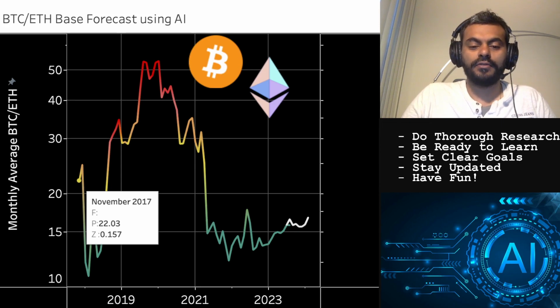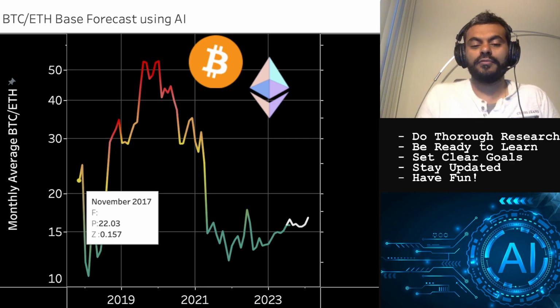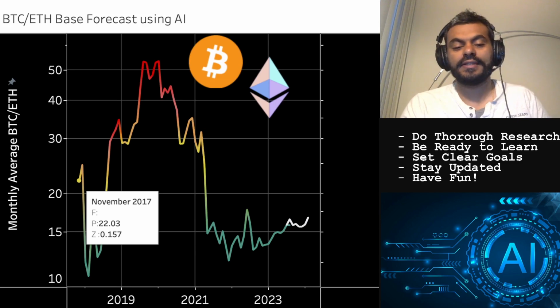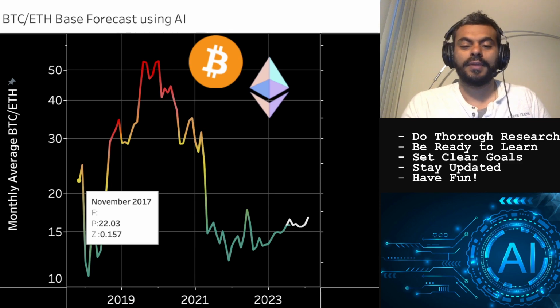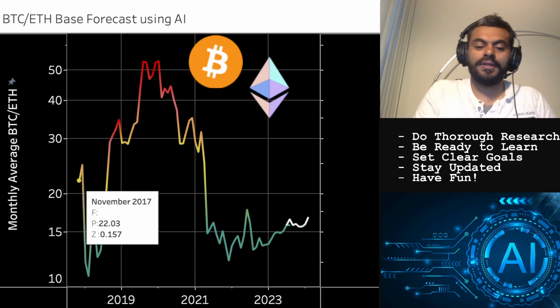So for example, in November 2017, the value that you are seeing is 22.0503, and those were the number of tokens that you could buy for one Bitcoin in November 2017 at a monthly average. So that was the monthly average number of Ethereums that you could get for one BTC. So this is not USD, this is the number of ethers that you can get for one BTC.